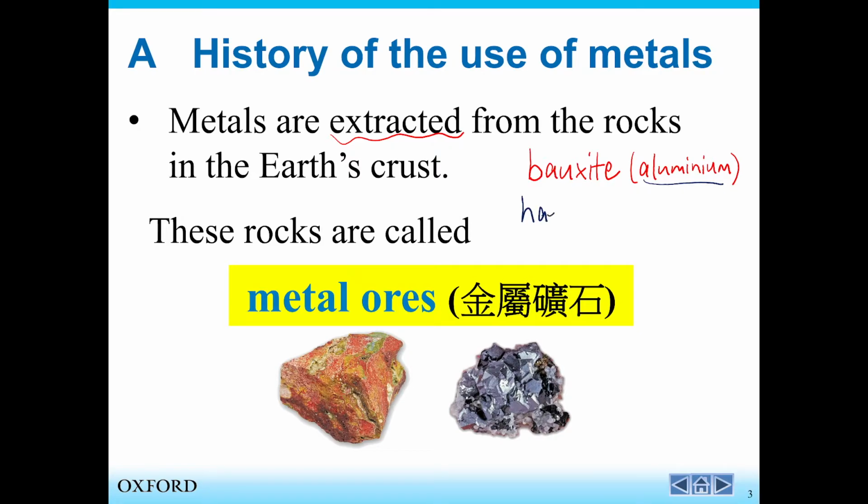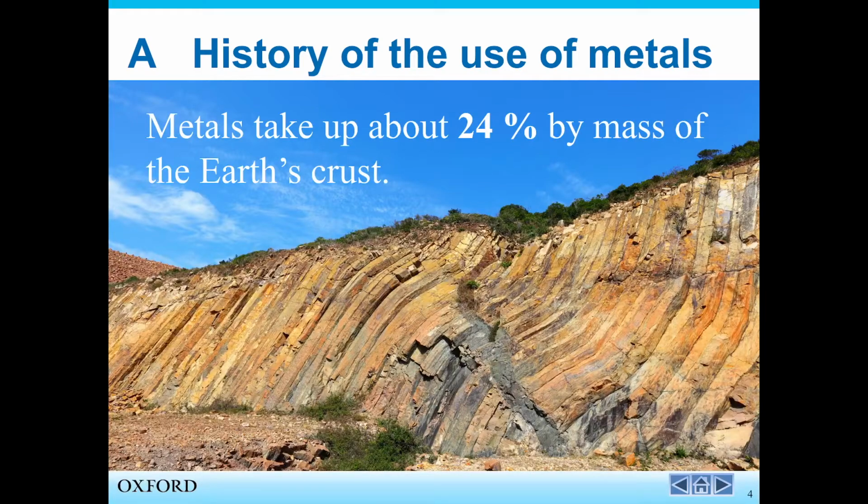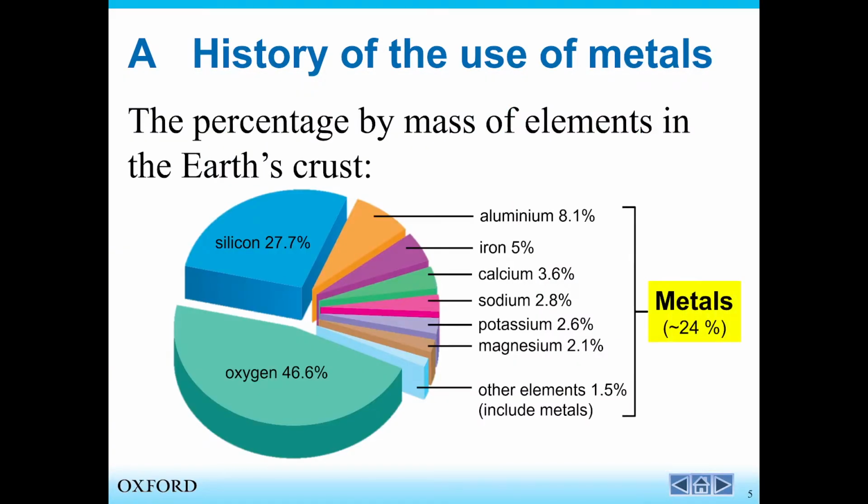Another example of an ore is hematite. This ore is used to extract iron. And later on we'll learn more, like calcite is for extracting calcium metal. Metals take up about 24% of the mass of the Earth's crust, and you can see this very beautiful picture: the percentage by mass of elements in the Earth's crust.